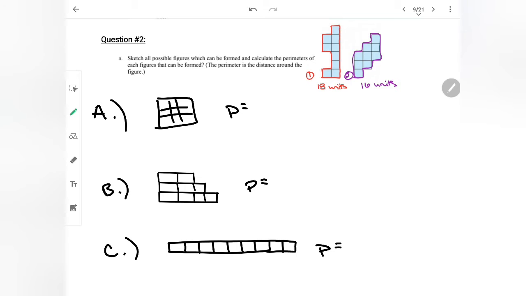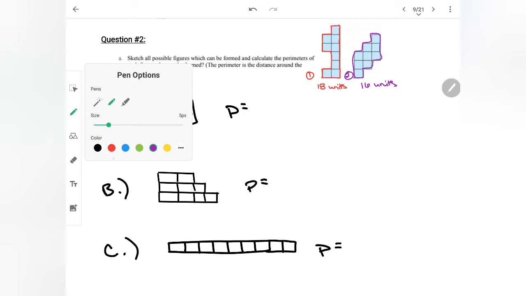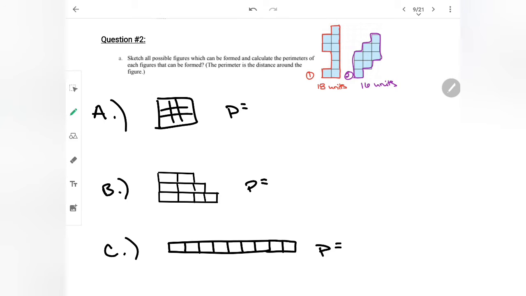So that's basically what this whole problem is going to be. If you'll notice, I've already taken the liberty of drawing out just a couple of simple shapes. Unfortunately, with just a 9-block figure like this, you're limited on the number of perimeters you can get.